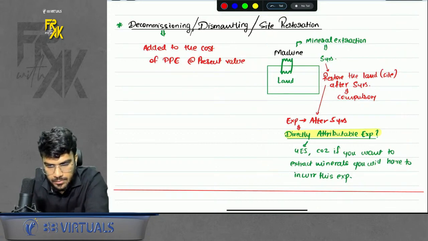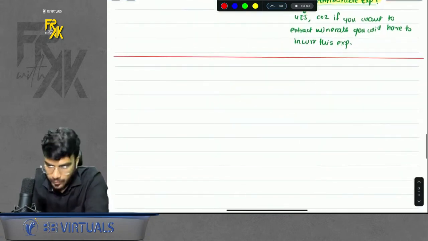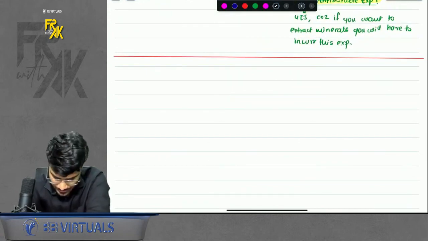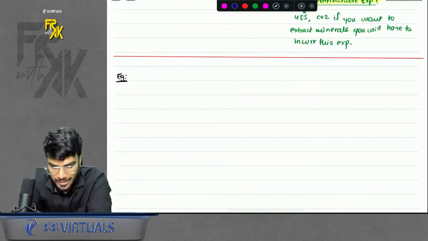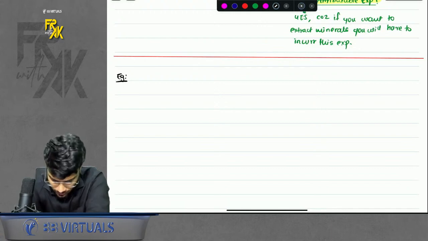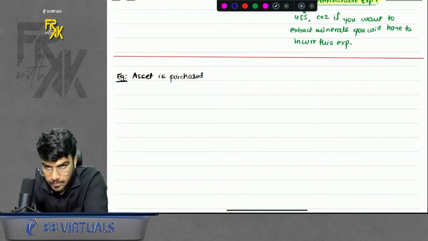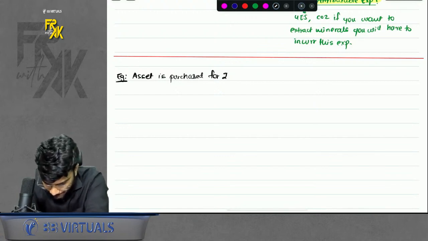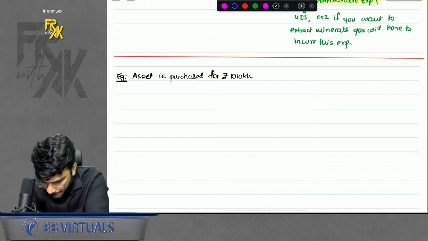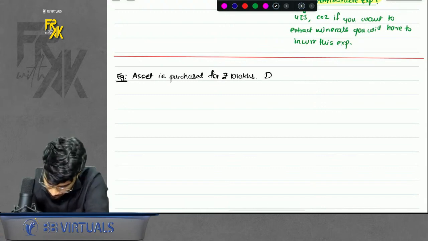Okay. Clear? Now what we do is we take one example to discuss this decommissioning aspect. Let's write down one example. Let's say an asset is purchased for rupees 10 lakhs.